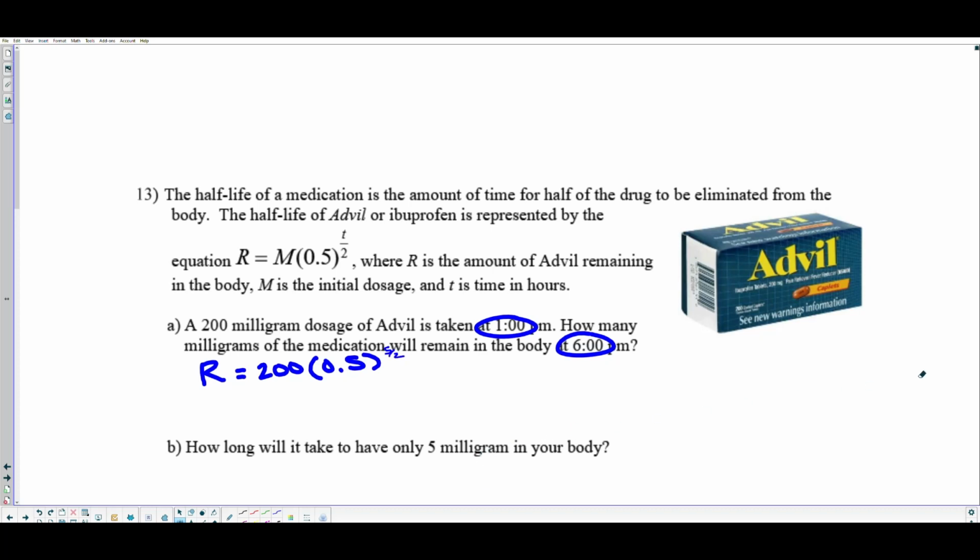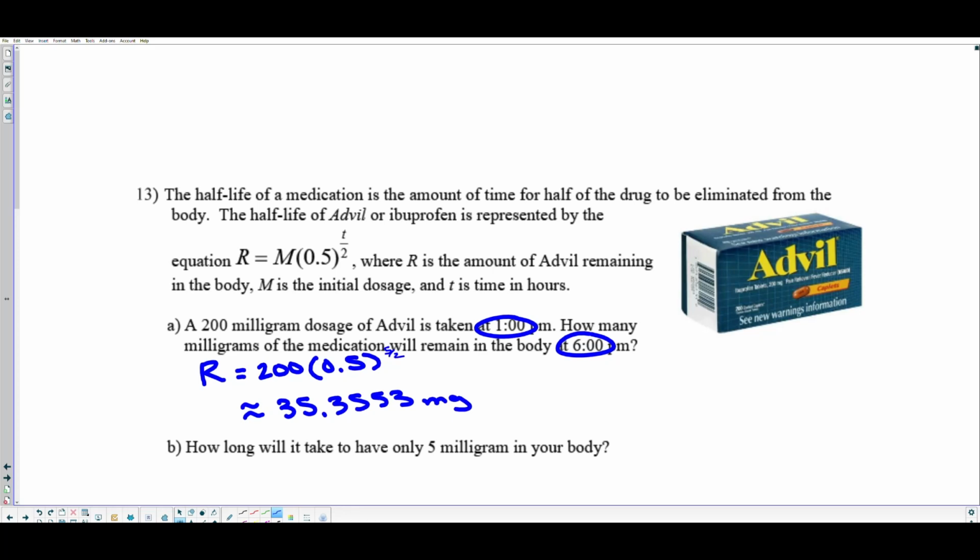Okay, and if you want, you can find out what 5 divided by 2 is, if it makes it easier for you. But for me, I'm going to go ahead and just type all of it in at once. So 200 parentheses 0.5, and then this is the part, if you don't simplify, you got to be careful. To the power of, and you want the power of parentheses because you want 5 divided by 2 to be together. Okay, and this is going to give you approximately 35.3553 mgs for milligrams left after 5 hours.